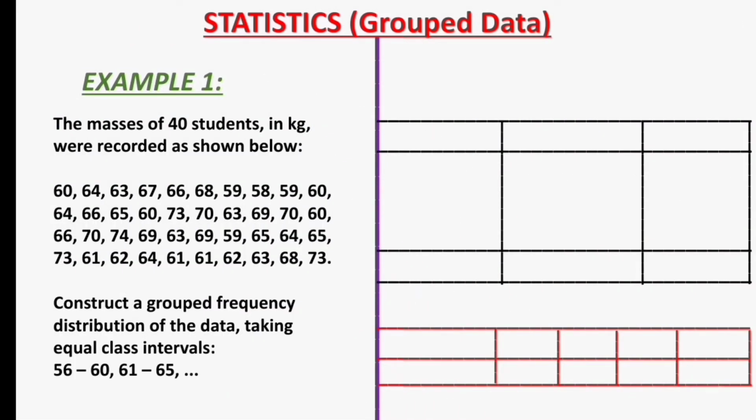Moving on, let's see our first example on statistics, talking about grouped data. Example 1. The masses of 40 students in kilogram are recorded as shown below. We have various numbers here: 60, 64, 63, 67, 66, 68, 59, 58, 59, 60, 64, 66, and so on. Construct a group frequency distribution of the data, taking equal class intervals of 56 to 60, 61 to 65, and so on.